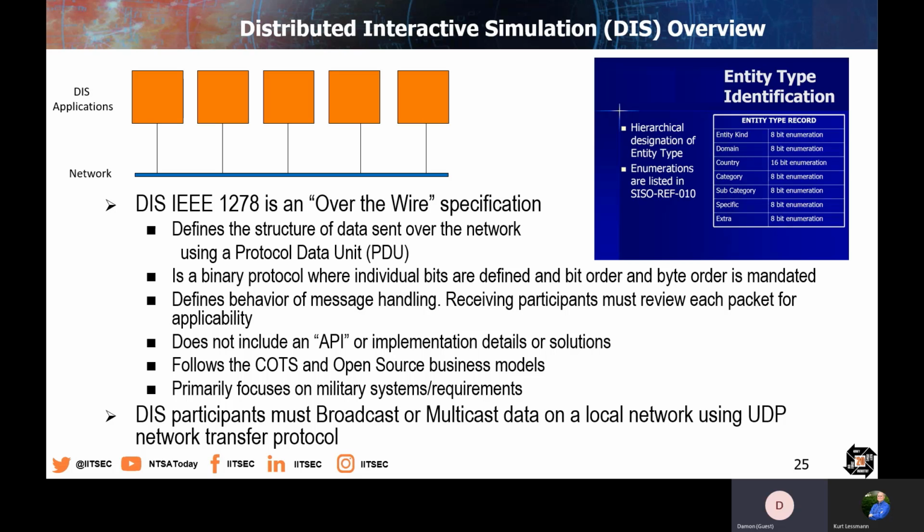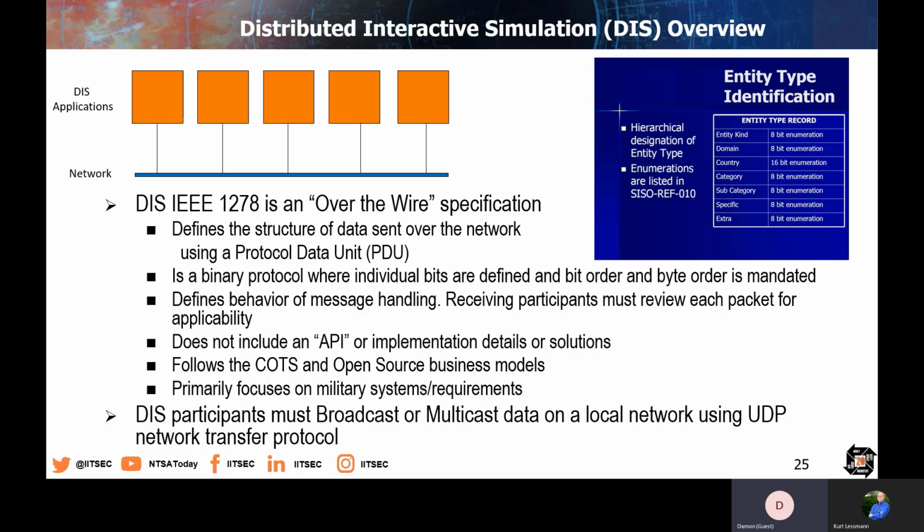DIS does not include an API or implementation details or solutions. It doesn't provide the source code for you to do that. There are examples, of course, that are available. But in the standard itself, it's defining the nature of the data that's moving across the network, and each system must conform to that standard. DIS follows the commercial off-the-shelf and open source business models so that it's available to anyone, and there are commercial companies that provide tools for use with DIS.